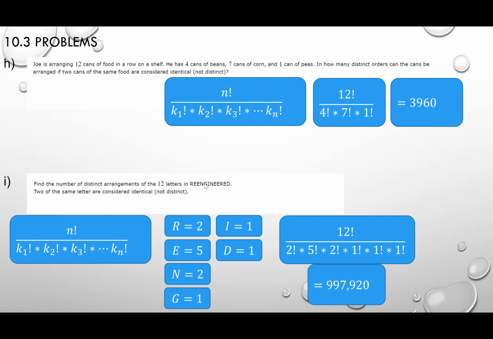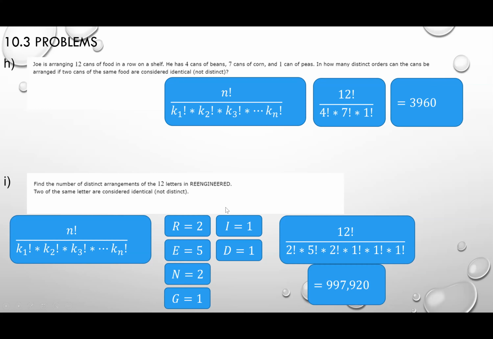Basically, you ask yourself how many individual items you have. So my OR, I have 2 OR, and that's where my number 2 comes from: I have the OR here and the OR here. My E, I have 5 individual E. My N, I have 2 of them. My G, I have only 1.